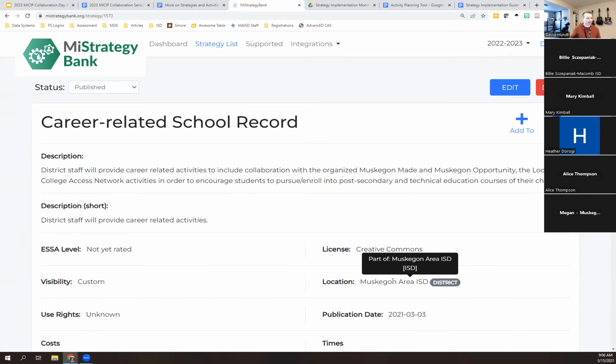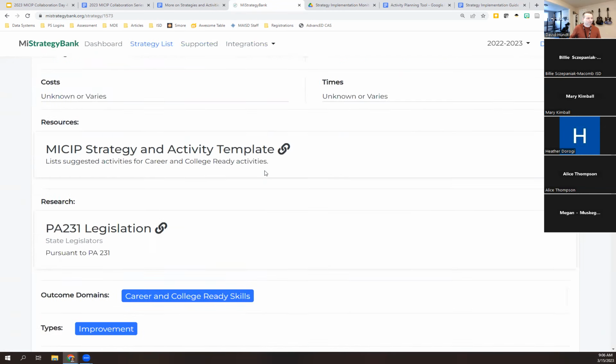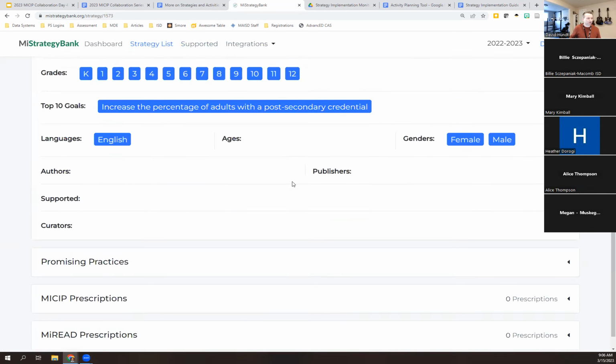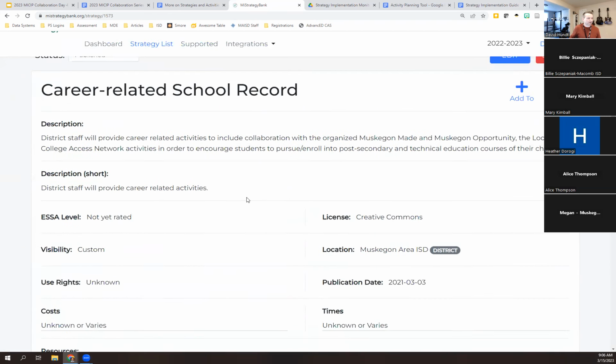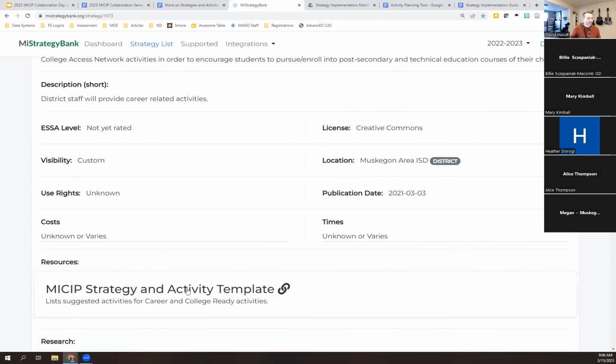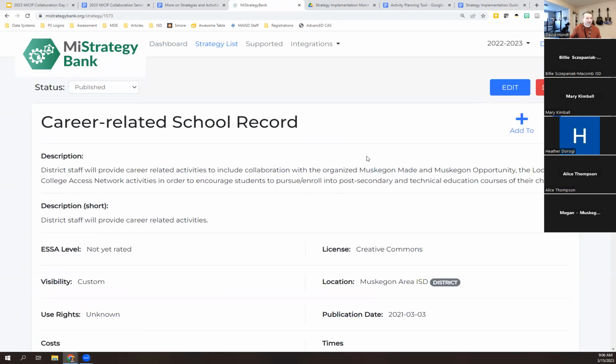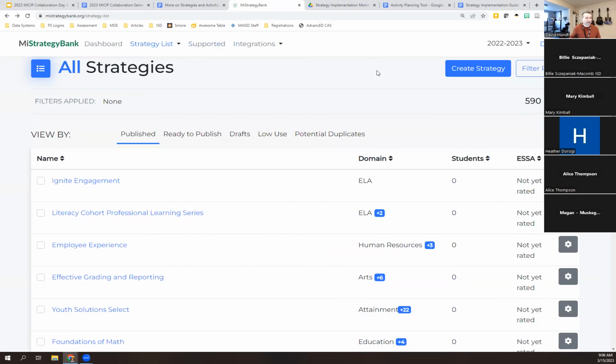You can see that this was created at the Muskegon ISD. And then it just kind of goes through, and it tells you about what the strategy is, and what the description is, and who it's for, and things like that. Links out to, in this case, a strategy and activity template that we've created. So anyway, the strategy bank, this is where you make it. And since we made this, I could edit it, but we're not going to do that right now.